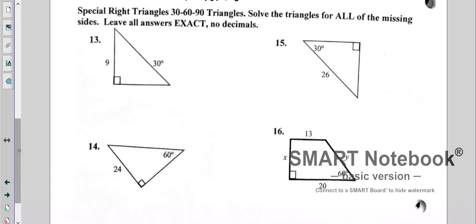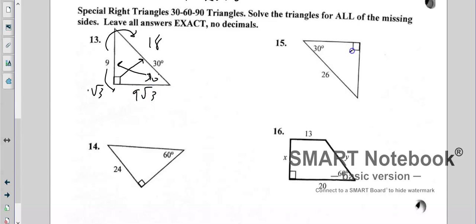Speaking of 30, 60, 90s, okay, this got printed wrong. Here's the 30 degrees right here, which means we have the small side. That's great. Where's our hypotenuse? Right there. Going from here to here, we simply double. Going from here to here, we multiply by radical 3, which means we just tack it on, and we're done.